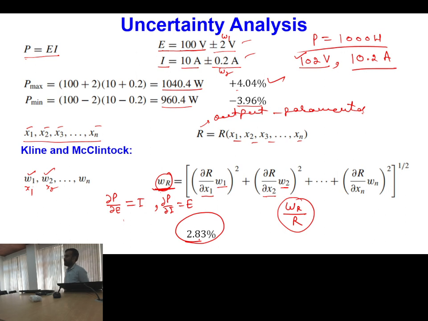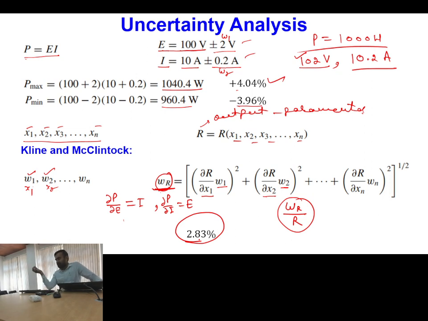Is this point clear? So now here you can see that this value of uncertainty in measurement of power is less in comparison to the values of uncertainties which we have calculated based on the occurrence of maximum and minimum deviations simultaneously in all the parameters. Okay, is this point clear?